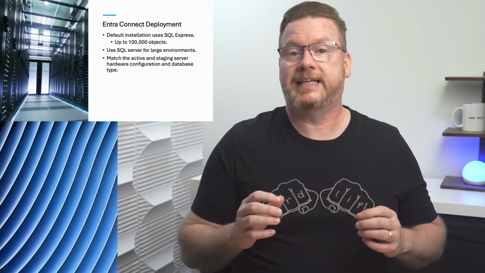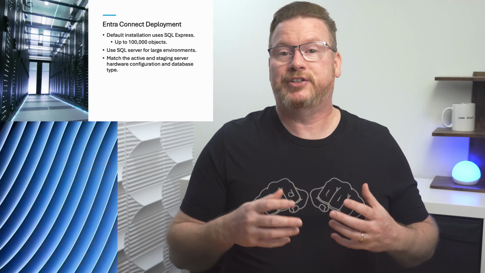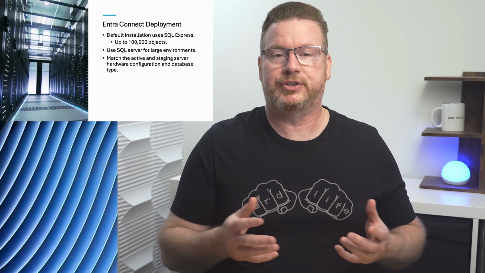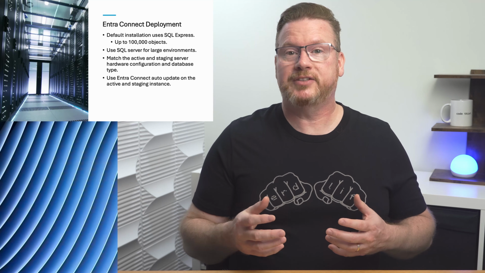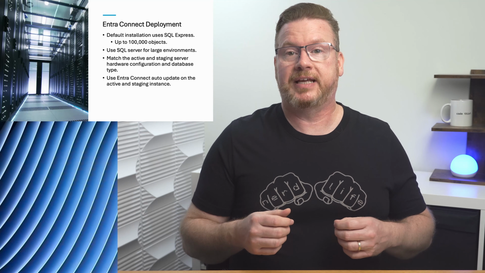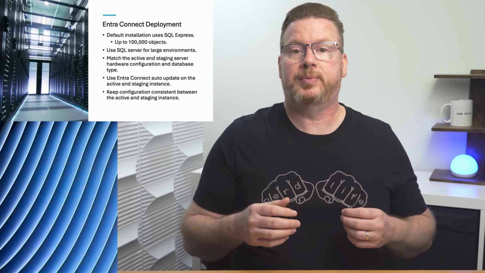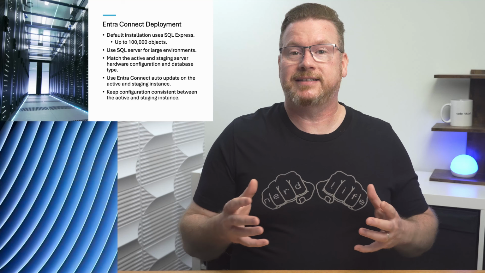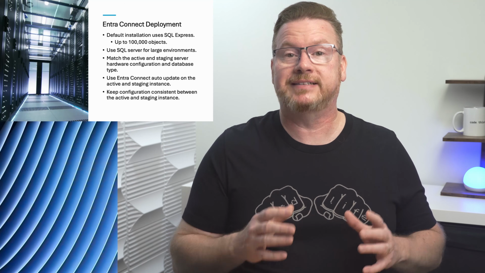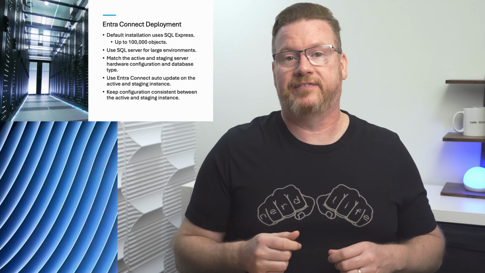It's best for both the active and the staging Entra Connect server to match as closely as possible. You don't want to undersize the hardware or the database on the staging side and run into performance issues during a failover. Also, be sure that auto update is working and keeping the active and staging service up to date. And once the staging server is in place, any configuration changes made to the active or staging instance must be duplicated on the other. They will not stay in sync with configuration changes. For example, if you change the OUs that are synchronized on the active server, the same changes need to be made on the staging server to keep their configuration in sync.